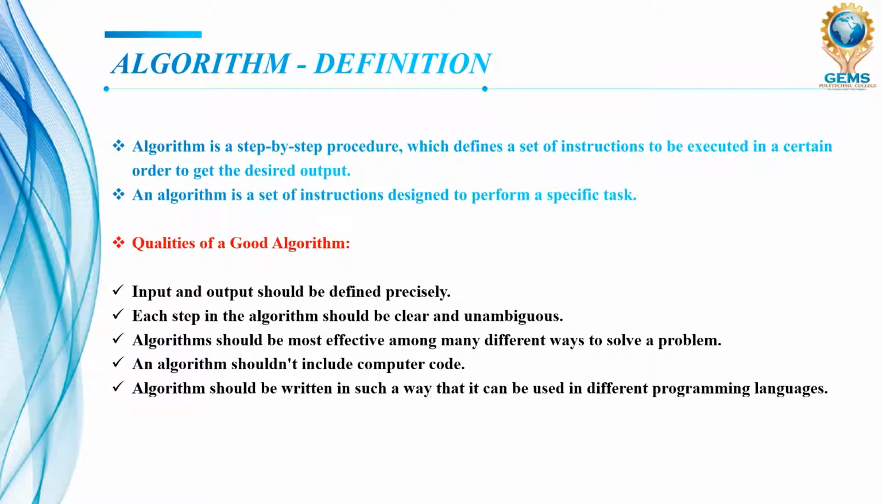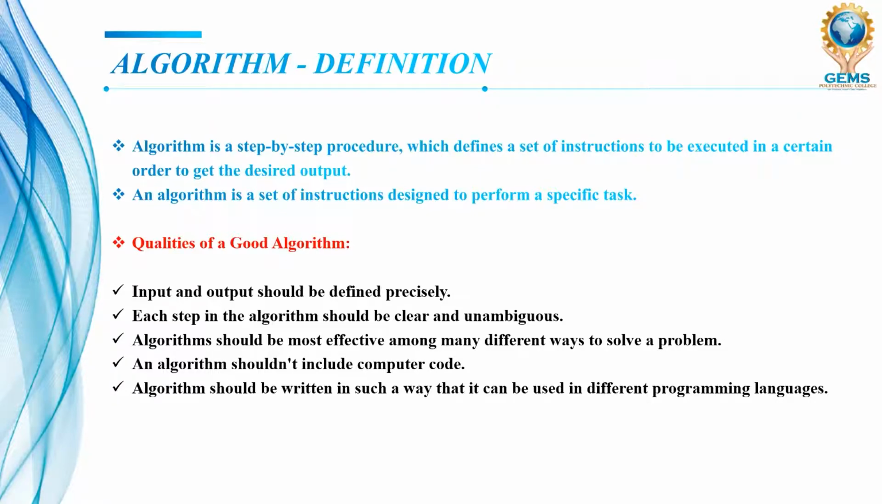Now the qualities of a good algorithm: how the algorithm should be. The first point says here, input and output should be defined precisely. That means input and output should be defined exactly. Second point, each step in the algorithm should be clear and unambiguous. As I told you, it's a well-defined step-by-step procedure. That means it should be clear and unambiguous, without any confusion or complexity. Each step should be clear.